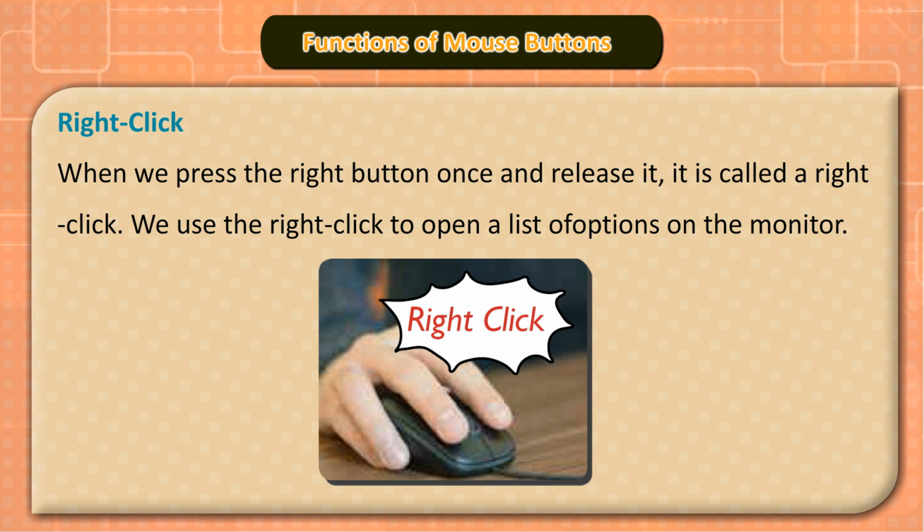Right-click. When we press the right button once and release it, it is called a right click. We use the right click to open a list of options on the monitor.